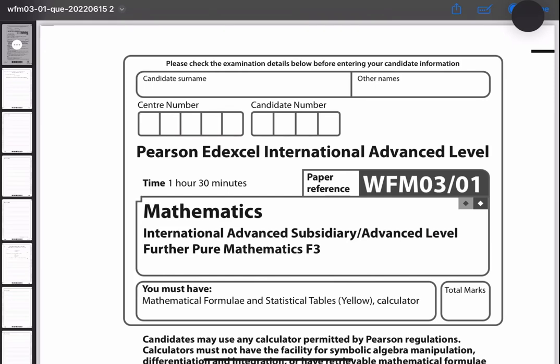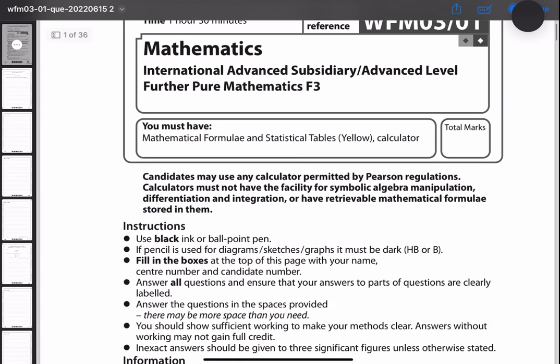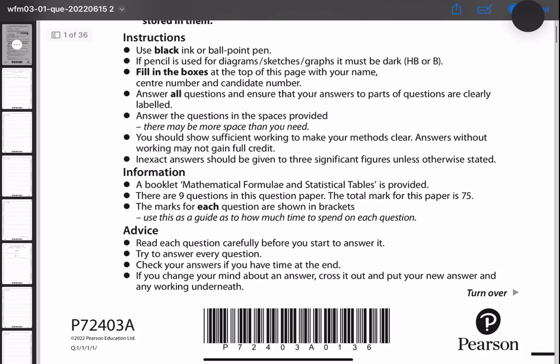This is the June 2022 paper. It takes an hour and a half, although I expect this video to be a little bit longer than that because I'm going to be explaining as I go. You have the mathematical formula booklet that you're allowed, and of course a calculator. I won't go through all of this. You've seen these plenty of times by the time you get to this exam.